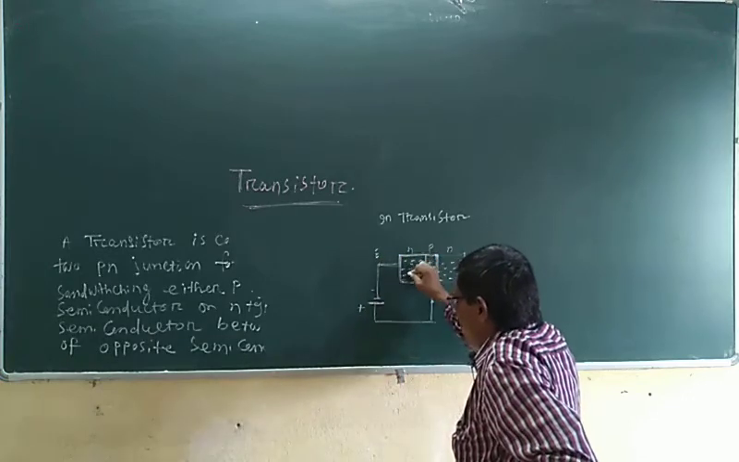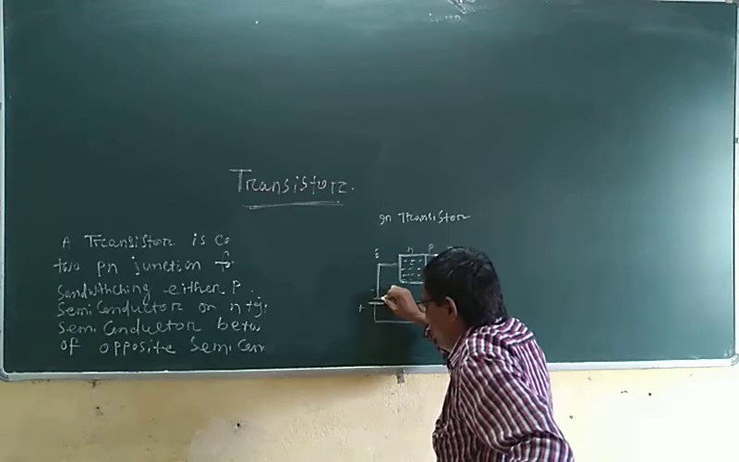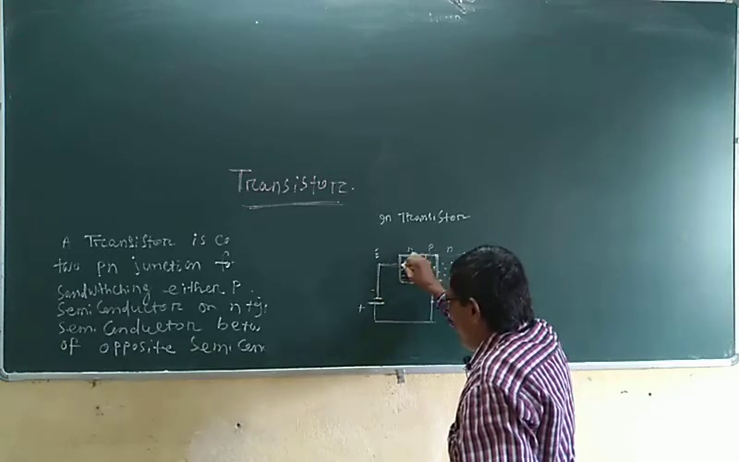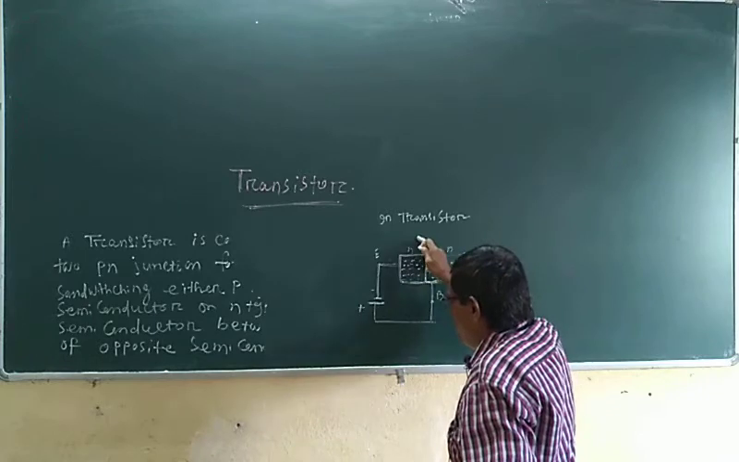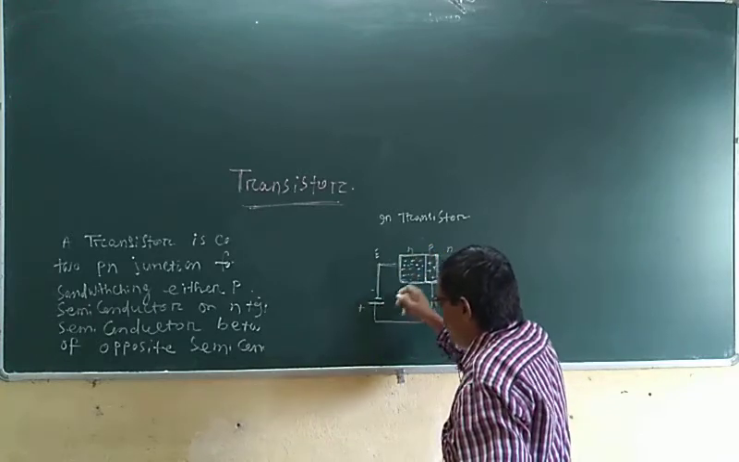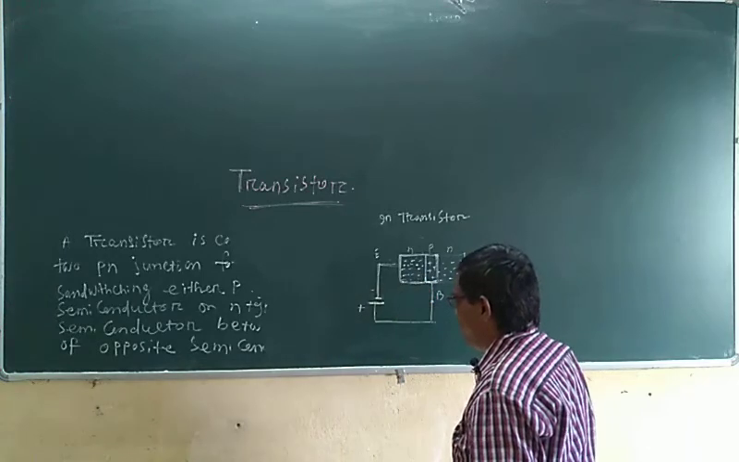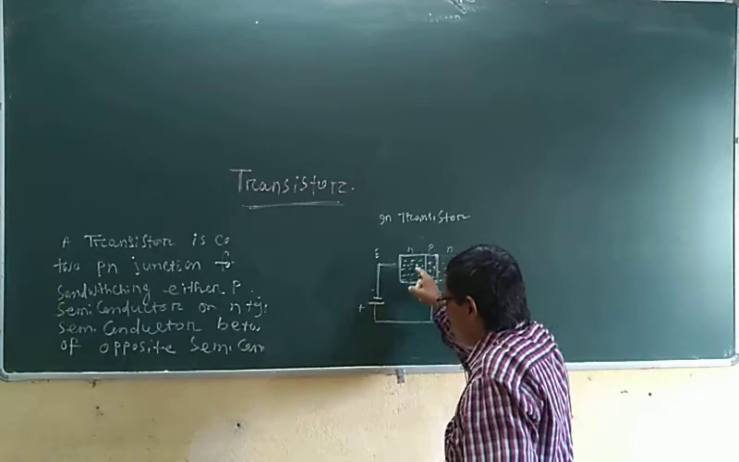N material means negative material. So the negative terminal of a battery connects with the N material of a junction. Now the negative charge of the PN junction connects to the negative terminal of the battery. This type of connection is known as a forward biasing connection, because negative is connected to negative.